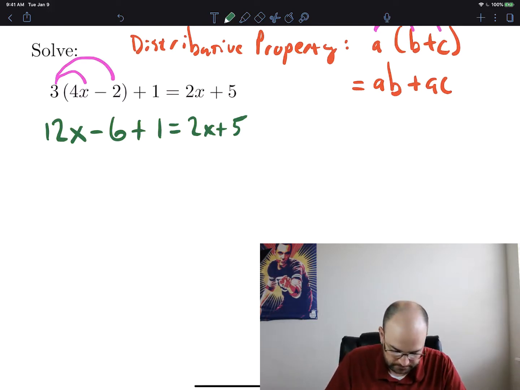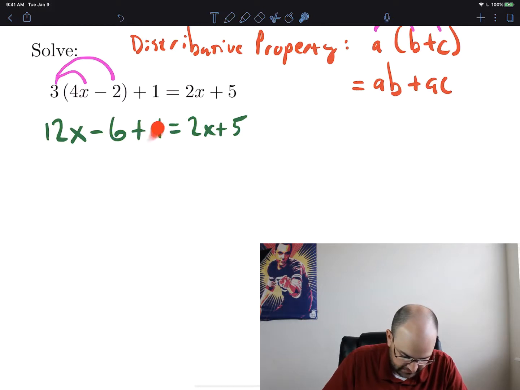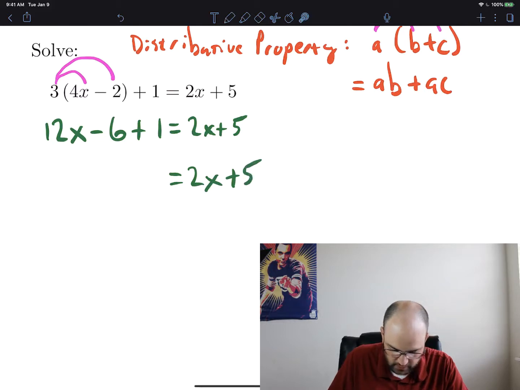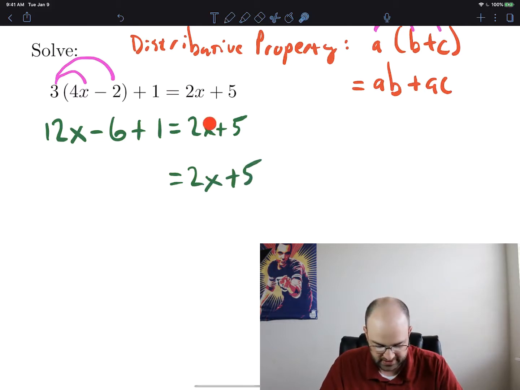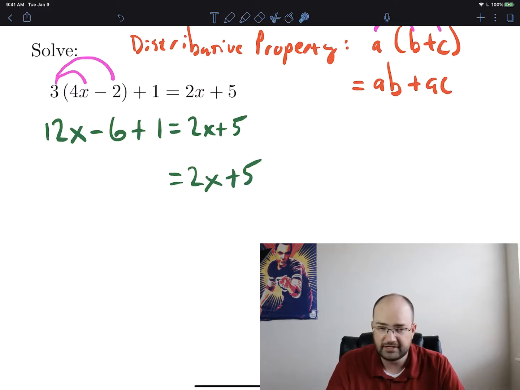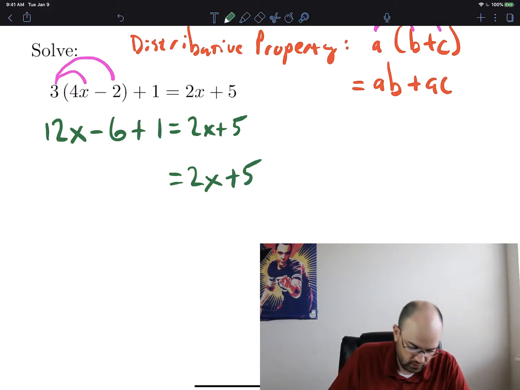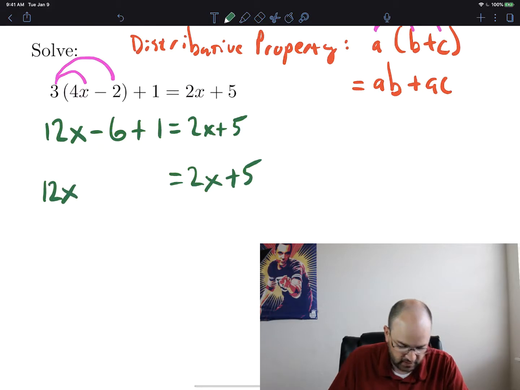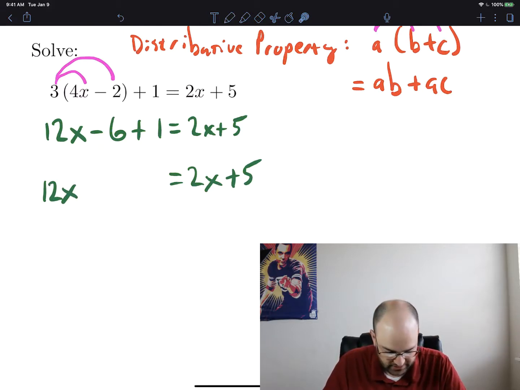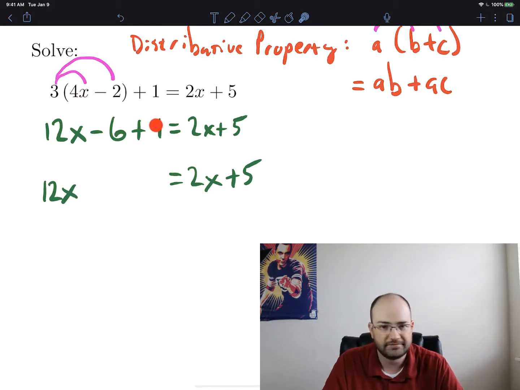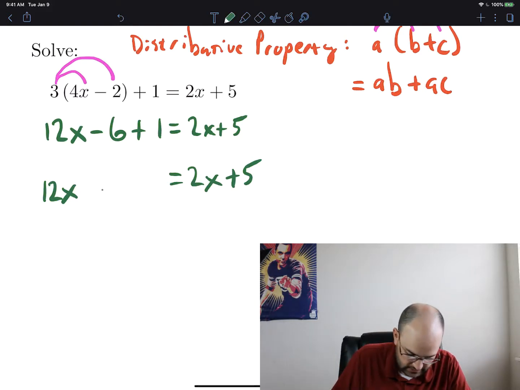So for this one, we have stuff to the left of the equal sign and stuff to the right of the equal sign. But the stuff to the right of the equal sign, these are not like terms because there's an x here and there's not an x here. So just rewrite the right-hand side. On the left-hand side, however, notice that you have 12x, negative 6, positive 1. Of those, 12x is not a like term with the other two. But you still have negative 6 plus 1. Negative 6 plus 1 is negative 5.